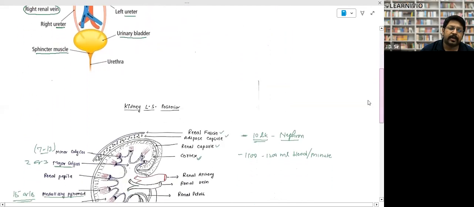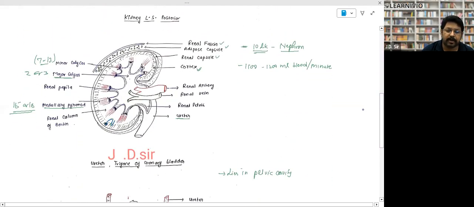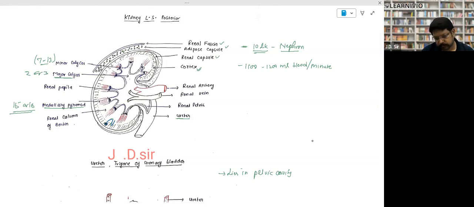I have a question. There are certain animals which do not have urinary bladder. Tell me their name. The animals which do not have urinary bladder. Please note it down. Birds do not have urinary bladder.